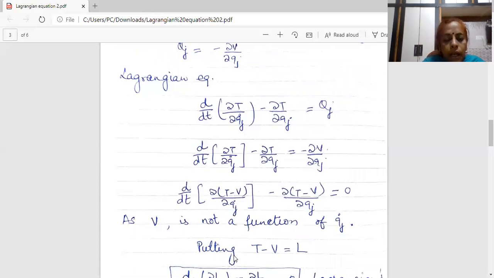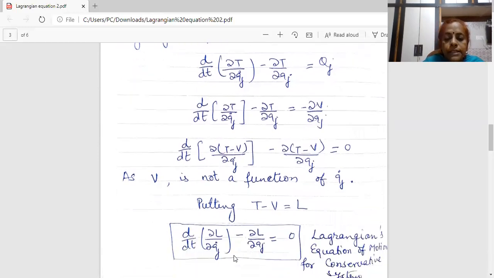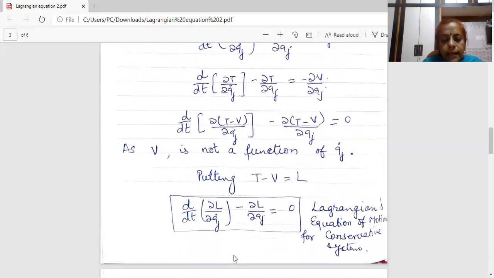Now, in this expression, I am writing T minus V to be equal to L. And what is L? L is termed as the Lagrangian of the system. So I got the equation d by dt del L upon del Qj dot minus del L upon del Qj equal to 0. This is the Lagrangian equation of motion for a conservative system.